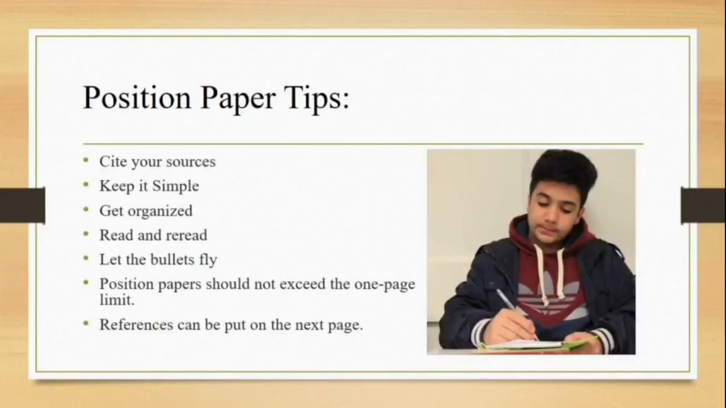When you write your position paper, you have to cite your sources. You have to keep it simple and organized. You have to read and reread, and let the bullets fly because there is no listing here. Your position paper should not exceed the 1-page limit, and the references can be put on the next page.